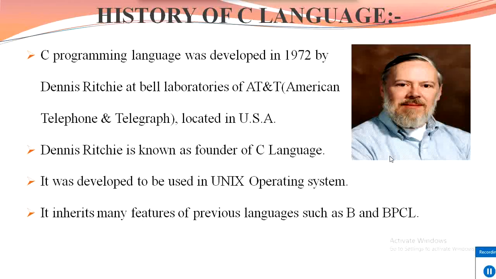History of C language. C programming language was developed in 1972 by Dennis Ritchie at Bell Laboratories of AT&T, that is American Telephone and Telegraph, located in USA. Dennis Ritchie is known as founder of C language. It was developed to be used in Unix operating system. It inherits many features of previous languages such as B and BCPL.